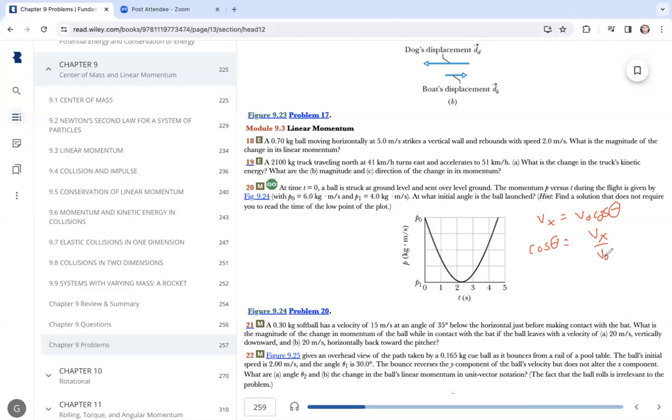Well, that is also going to hold true for Px over P naught, right? If we multiply both of these by M, it wouldn't be any different, the M's would just cancel. So we could just as well say this is Px over P initial. Now, the thing is, this is Px at launch. This is Px when you launched it.